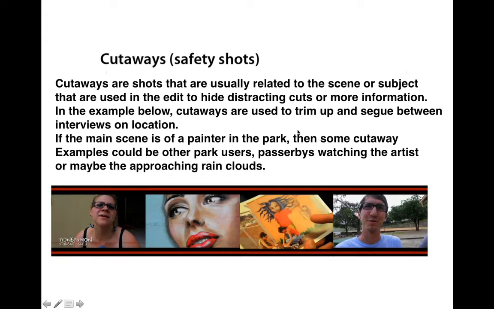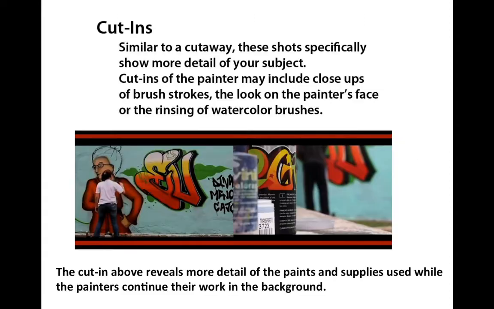Okay, another way to use cutaways is to add information to what is happening in a scene. So if your main scene is of a painter in a park, then some of the cutaway examples would be other park users, maybe passersby standing there with their dog watching the artist, or even the approaching rain that's coming. So it's telling the story that this artist doesn't have much time left.